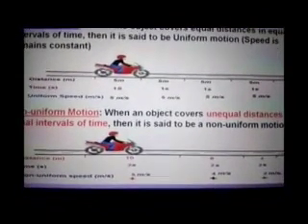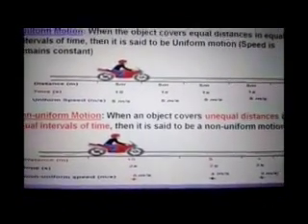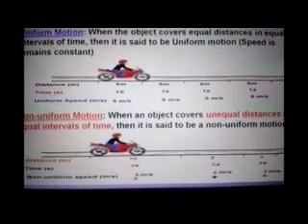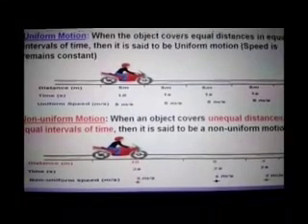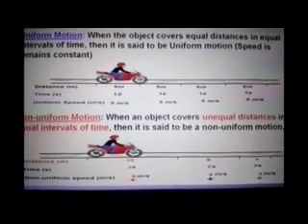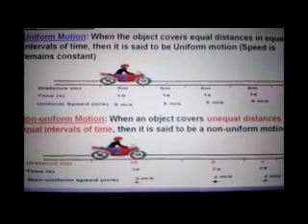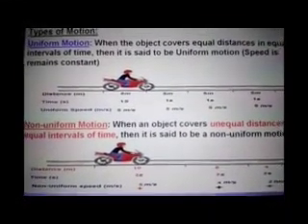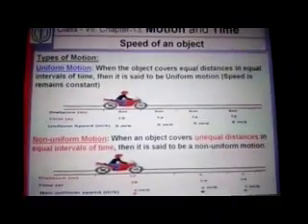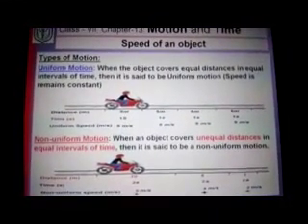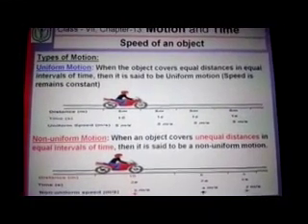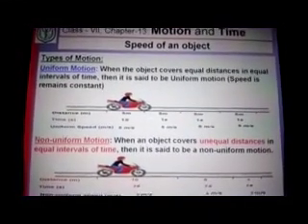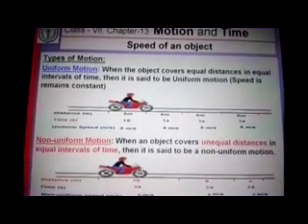As a result, let me calculate the speed. The speed is equal to distance by time. Every time we get 5 meter per second, 5 meter per second, 5 meter per second. That means an object travels in a straight line and covers equal distances in equal intervals of time. Such type of motion is called uniform motion. In uniform motion, the speed remains constant.